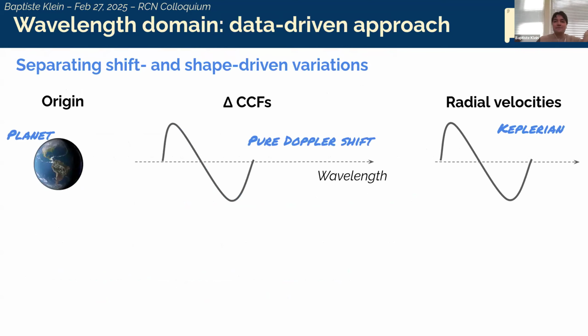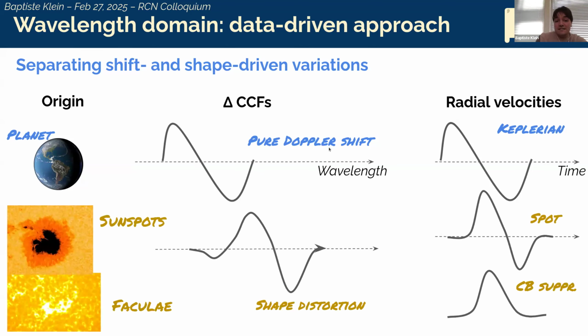The first method, I'm sure you're all familiar with, because that's Andrew's favorite method, SCALPELS. The idea is that if you have a planet signature on your spectrum, it just induces a pure shift in your stellar lines. So if you take one spectrum as a reference, like the average of your spectra, and subtract it from any observation, what you get is a signature that depends only on the first derivative of your spectrum with respect to the wavelength, or the CCF here.